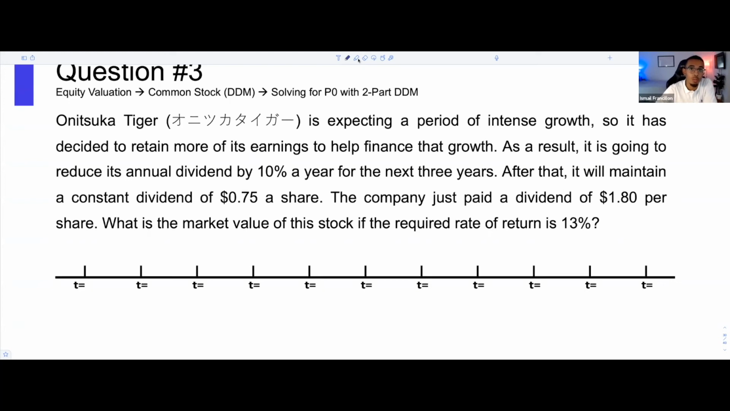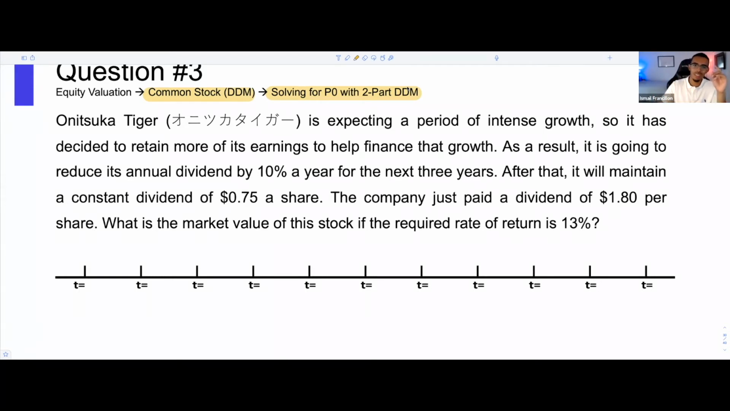This is from equity valuation. It's going to deal with the common stock DDM stuff, and it's going to be a two-part question. I really feel like equity valuation questions are honestly, once again, like chapter 5. That's why it's that much more crucial to use a timeline to your advantage.